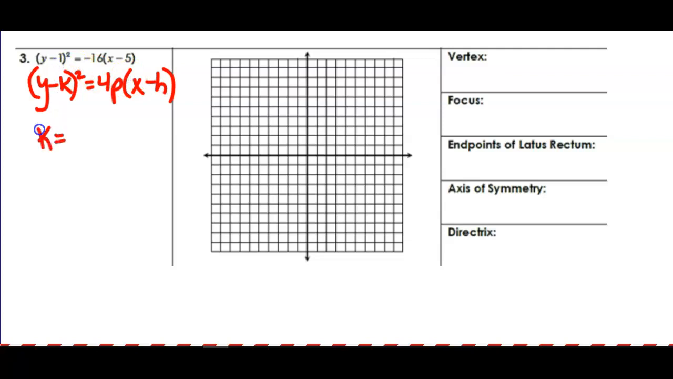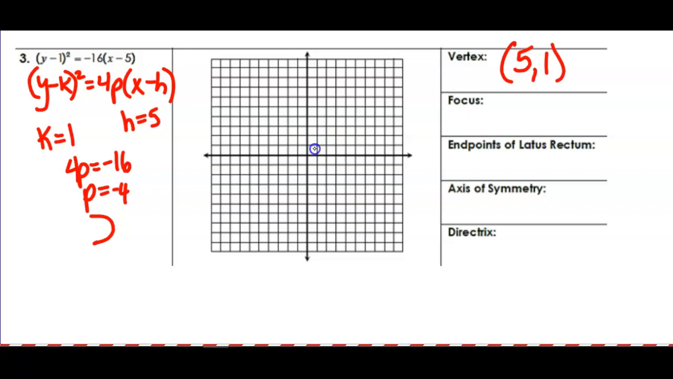So k is 1. 4p is -16, which means p is -4. The negative means it's going to open this way. And back here, h is 5. Now be real careful. It's still x, y, h, k, so the vertex is going to be at 5, 1. Over 5 and up 1.